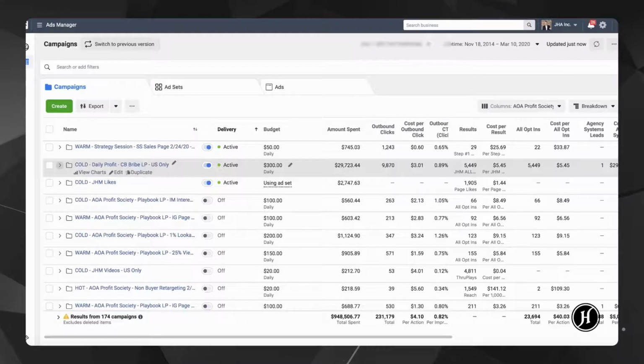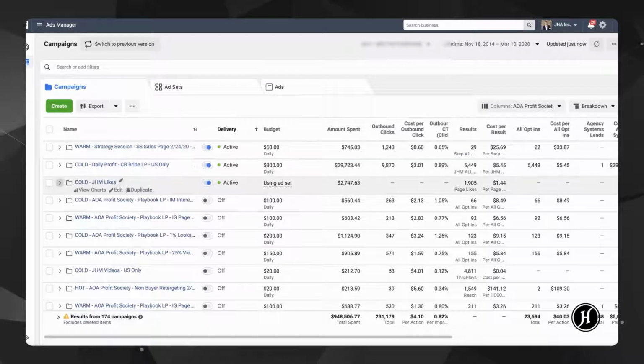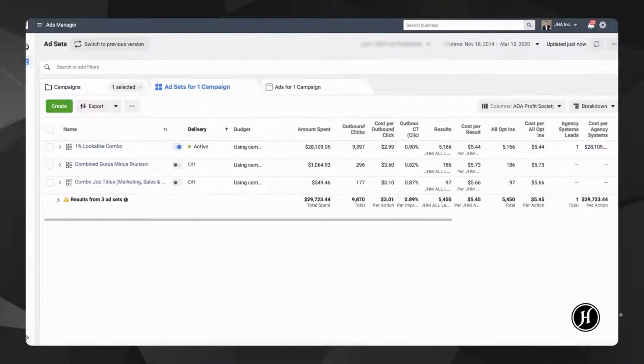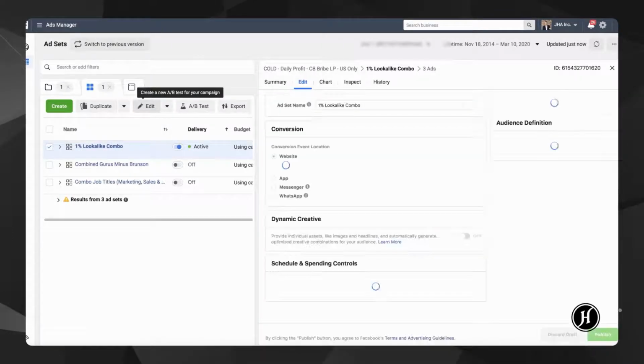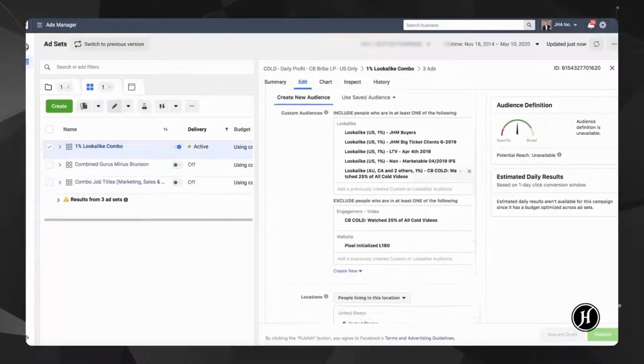Okay, so now let's say I want to test different messaging, like you said, to this audience. If we're going to test different messaging to the same audience, we have to do it in a different campaign. So the first step that I do in that situation is duplicate the campaign. Next, I want to look at what the audience size is and how much budget I'm running. In here, if we dig a little bit deeper, this audience is a 1% lookalike combo. So this is actually a whole bunch of lookalikes combined together into one group.